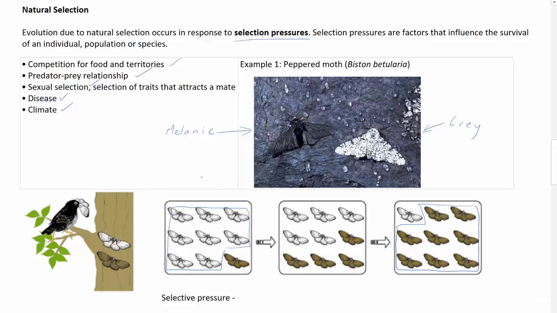Prior to the Industrial Revolution, he hypothesized that the majority of moths were the grey colour because they were able to camouflage themselves in with the lichen on the trunks of the trees that they lived on quite well. This meant that they were less visible to the birds that would predate on them, giving them a selective advantage over the melanic or darker coloured moth that would stand out against the white lichen background and would be easier for the birds to see and predate on.